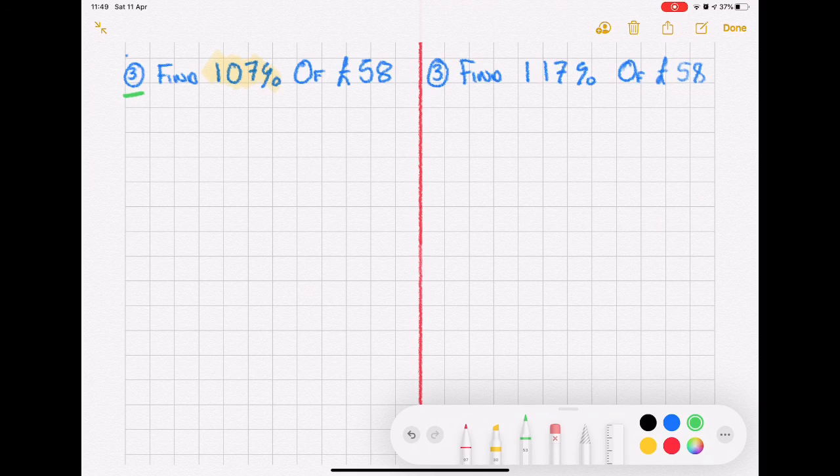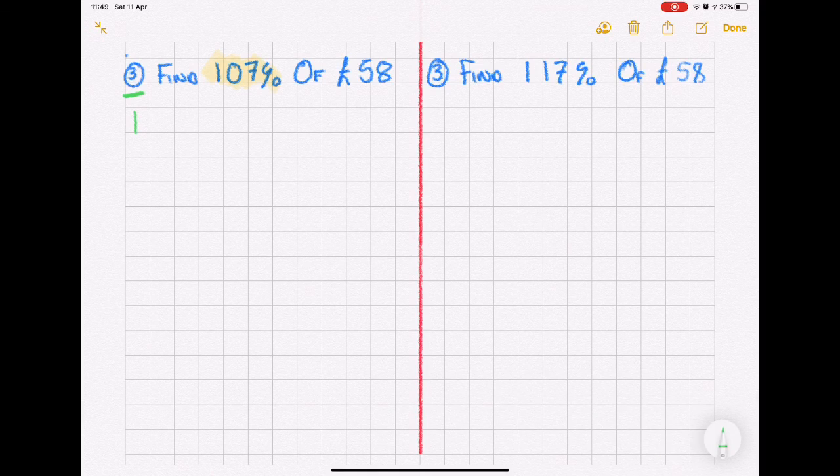So, first things first, let's find the multiplier. We do that by dividing our percentage by 100. So you do 107% divided by 100 gives us 1.07. Now our multiplier is different here because we've got a 1 in front as opposed to a 0, but that's no problem. So we take our multiplier, 1.07, and we times that by £58.